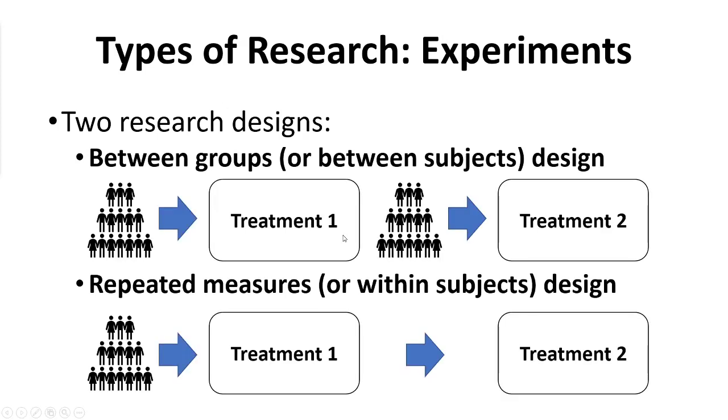For a different visual representation, we would have our between groups. So group number 1 gets treatment number 1, driving with the cell phone. Group number 2 gets treatment number 2, no cell phone. Whereas with repeated measures, you have group number 1, and they're given treatment number 1, driving with the cell phone, and then treatment number 2, without the cell phone.